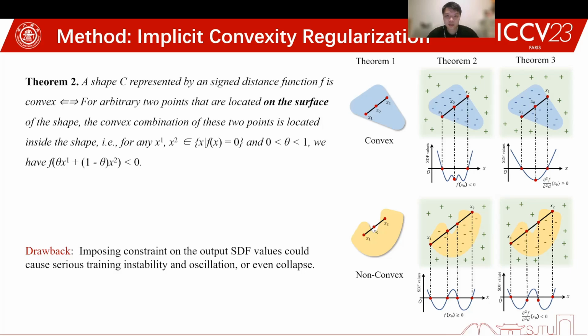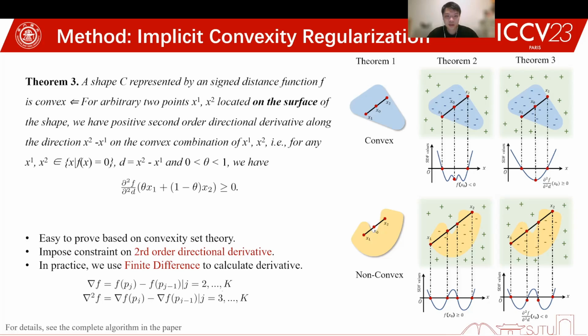However, there is still a drawback in this formulation, that is, imposing constraint on the output SDF values could cause serious training instability and oscillation, or even training collapse. The reason is that there is a shortcut for the SDF function to satisfy this constraint, that is to scale up the value of the final layer of the MLP. As an alternative, we propose to impose constraint on the second-order derivative.